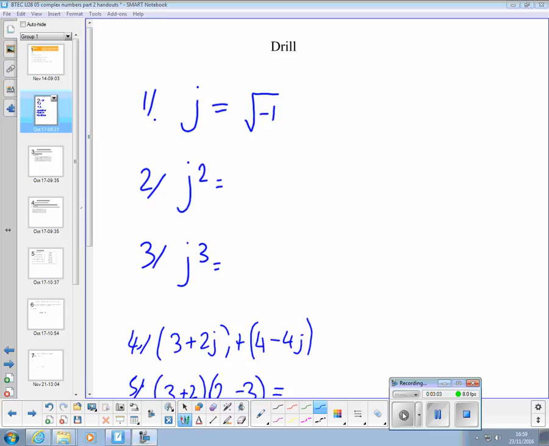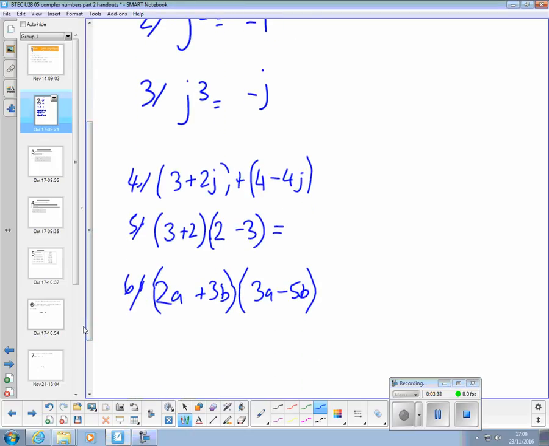Because if we square a square root, we get rid of the square root sign. So j squared must be minus 1. And what does, therefore, j cubed equal? Minus j. It's minus 1 times another j, therefore it must be minus 1 times the square root of minus 1, or minus j. So that's a little bit of a refresher on what j is all about from last week.